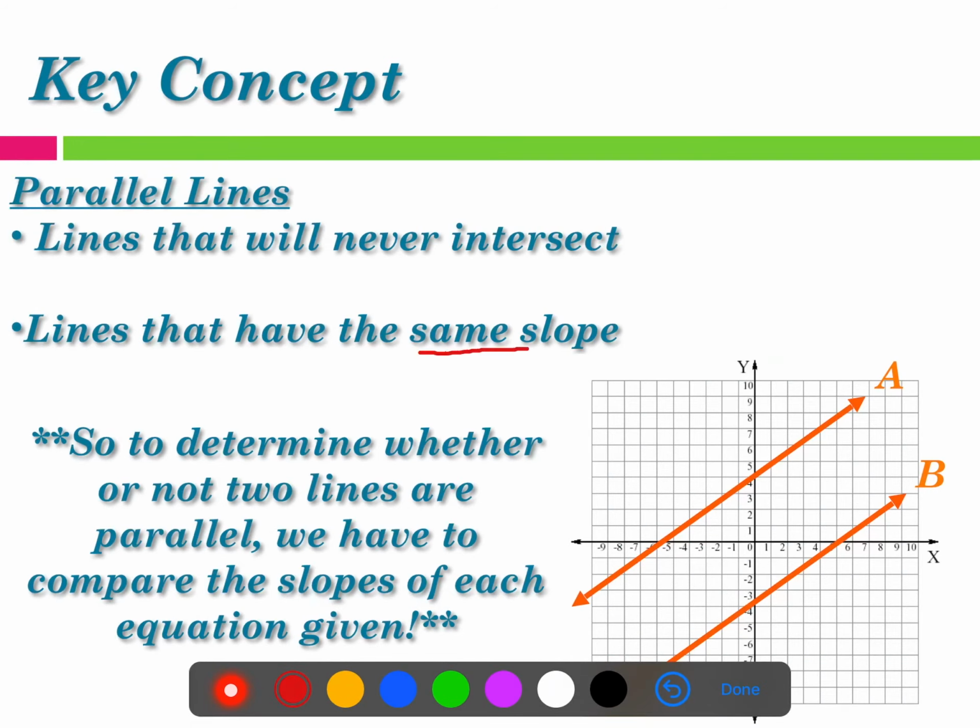Parallel lines are always going to have the same slope because they are never going to intersect. We see that these are running in the same direction and they are always the same distance apart. The only way that can happen is if they have the exact same slope. Now we can see that their y-intercepts are different, but that does not affect the slope.